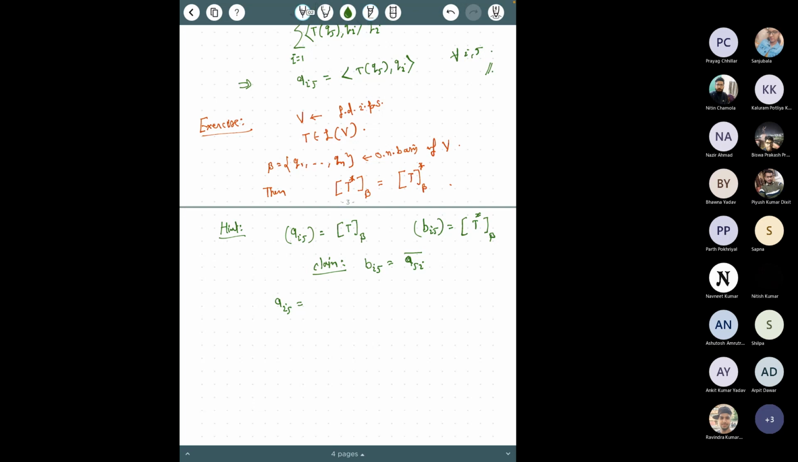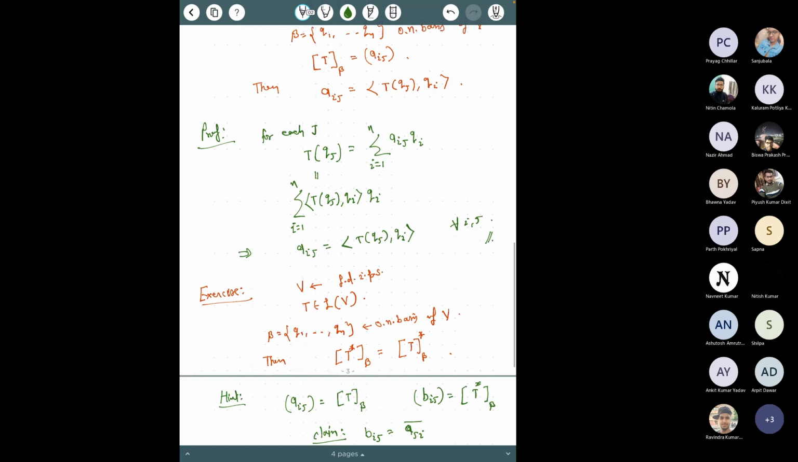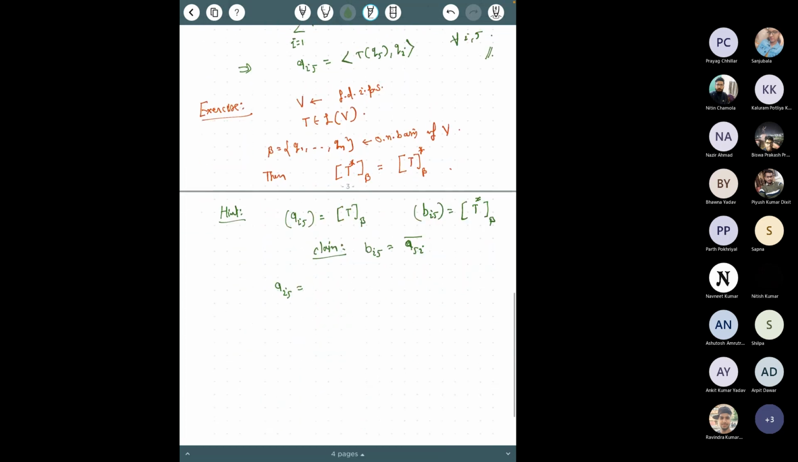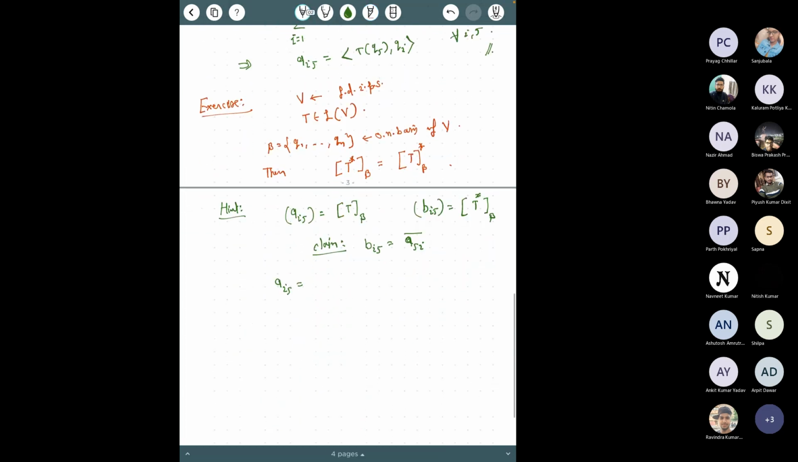This follows because of this observation here. This is true for any operator T. So what would this Aij be because of the previous result? It is just the inner product of T of Qj with Qi. But similarly you can write for Bij also, because Bij is a matrix representation of T star, and T star is a linear operator. So the same way Bij would be the inner product of T star Qj with Qi. But then this Bij I can write, using the adjoint property, as the inner product of Qj with TQi.